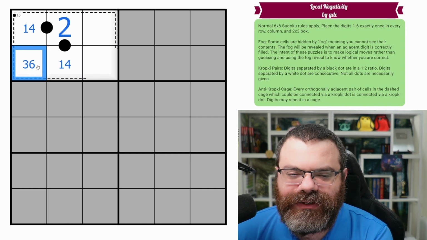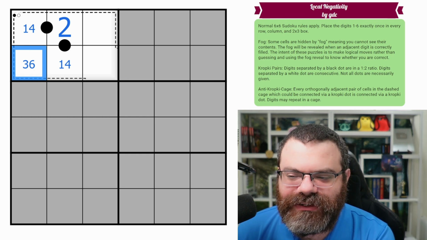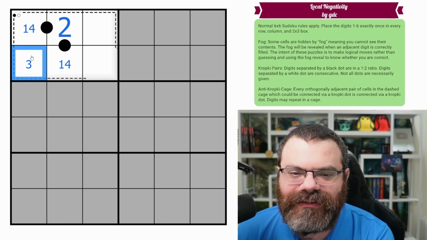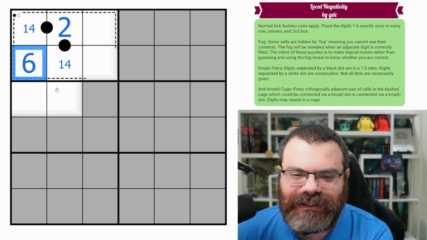So this has to be a 3 or a 6. And I can already tell you it's not a 3, because if this was a 3, then it's going to be next to a 4. One of these is a 4, and the 3 will be next to one of them, and we would need a white dot, and we don't have it. So this is a 6.